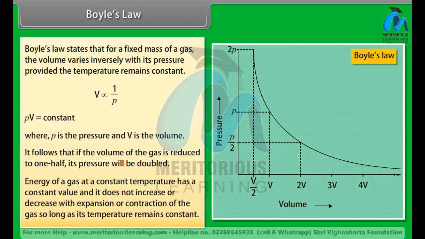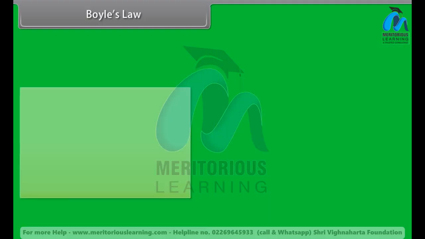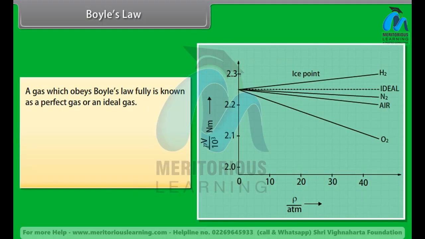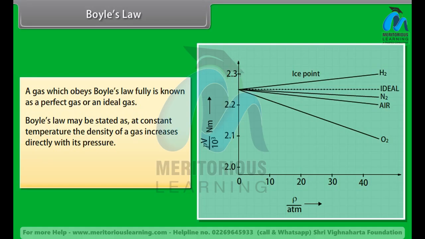The energy of a gas at a constant temperature has a constant value and it does not increase or decrease with expansion or contraction of the gas so long as its temperature remains constant. A gas which obeys Boyle's law fully is known as a perfect gas or an ideal gas. Boyle's law may also be stated as: at constant temperature, the density of a gas increases directly with its pressure. P upon rho is equal to constant.